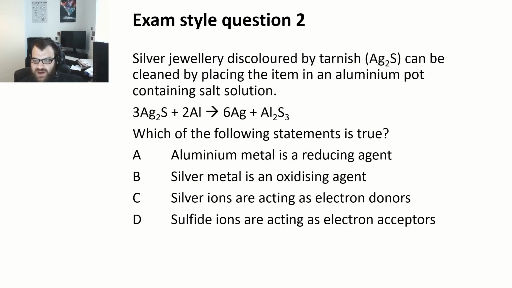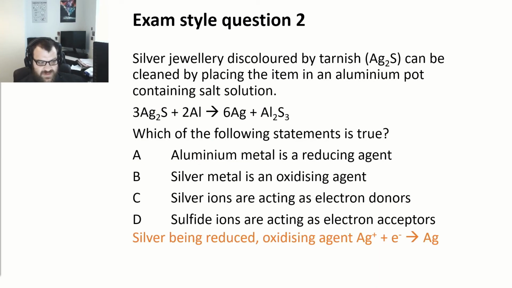In this question, we're working off of a description rather than a full equation showing charges and things like that. We're going to look at the 2 different metals in here, so the silver and the aluminium, because the silver is going from being in a compound to being separated, and the aluminium was separate and now it's joined up with our sulfur. In this example, the silver is being reduced, which means it's acting as an oxidizing agent. We're going from silver ions to silver solid.